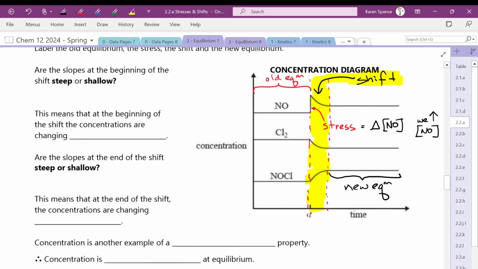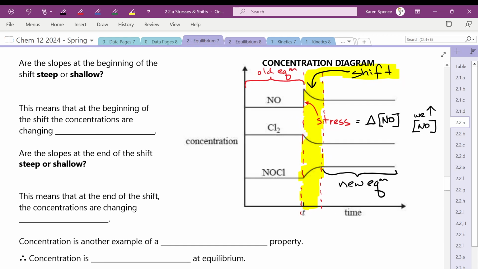Now, a lot of this is just repetitive. Are the slopes at the beginning of the shift steep or shallow? Steep. This means that at the beginning of the shift, the concentrations are changing quickly. Are the slopes at the end of the shift steep or shallow? They are shallow. And that means at the end of the shift, the concentrations are changing slowly.